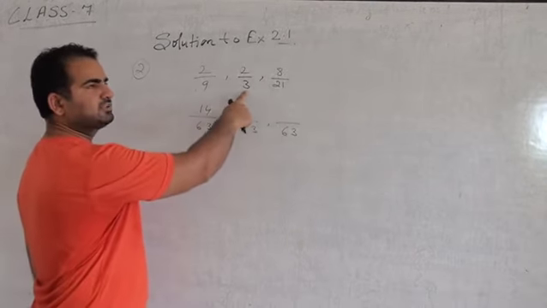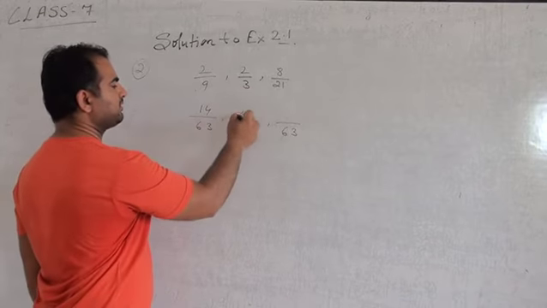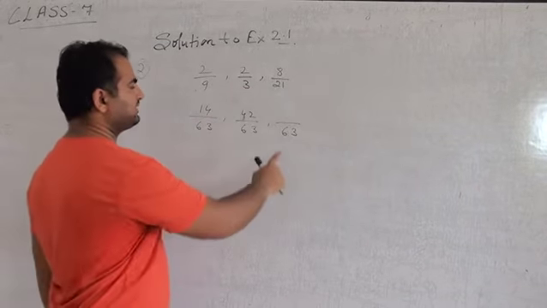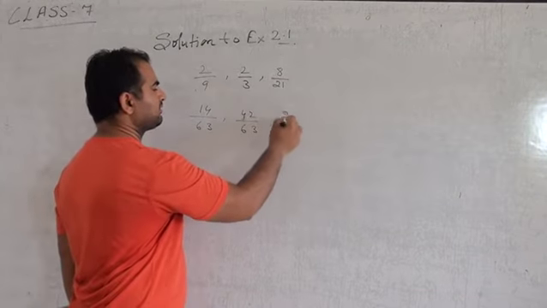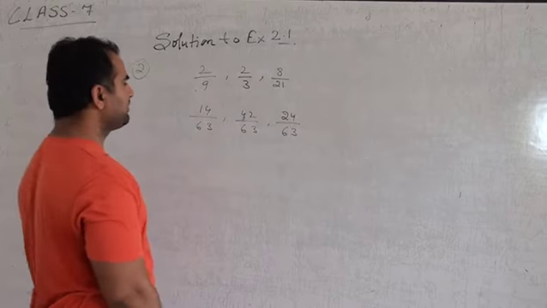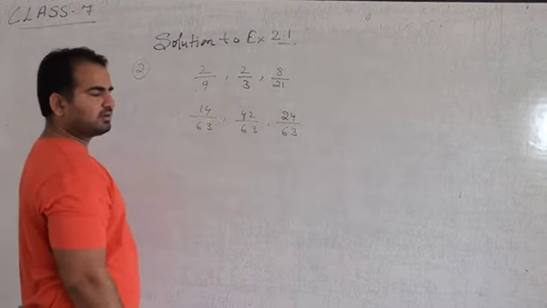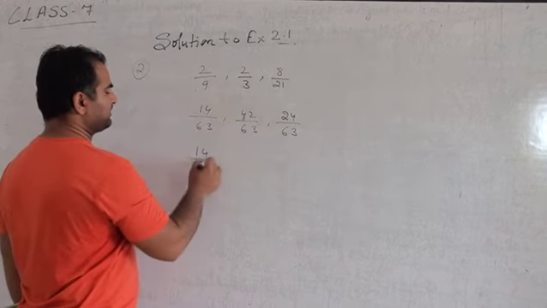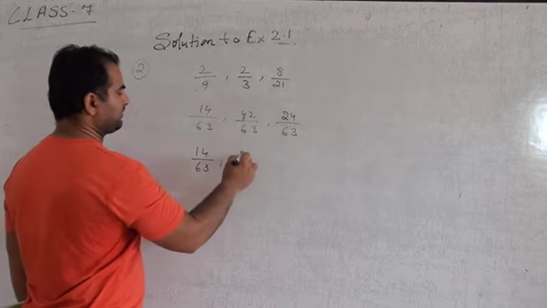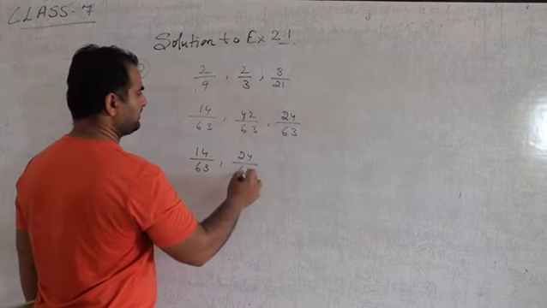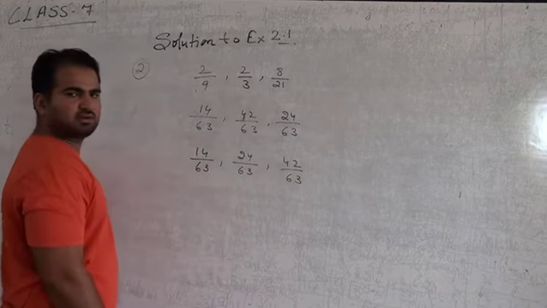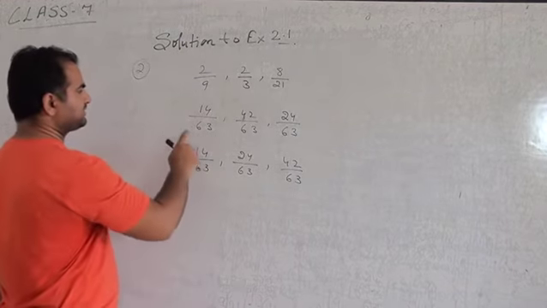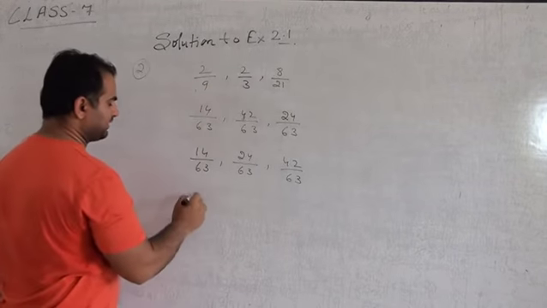63 divided by 3 is 21. 21 2s are 42. And 63 divided by 21 will be 3, and 3 8s are 24. Done? Okay, we have to change it into ascending order. So it will be like this: 14 by 63, comma, 24 by 63, comma, 42 by 63. Done? So 14 upon 63 becomes 2 by 9.